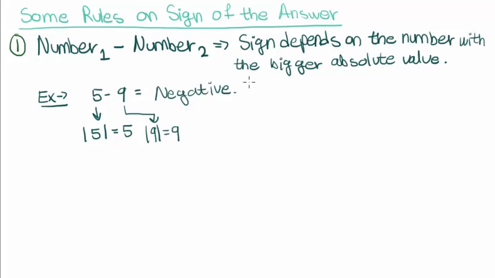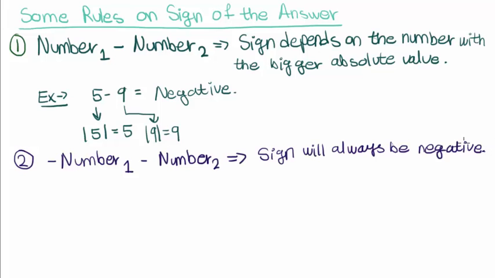Now let's move on to the second rule. This rule tells me that if I have a negative number, and from that number I'm subtracting another positive number, then the answer's sign will always be a negative. Now let's do an example of this scenario. Let's say I have something like -5, and from that number I'm subtracting +4.